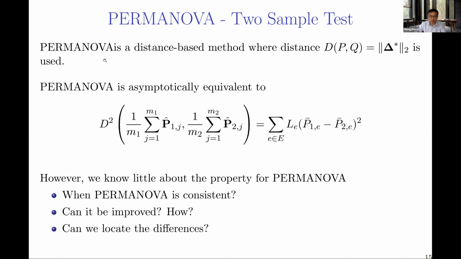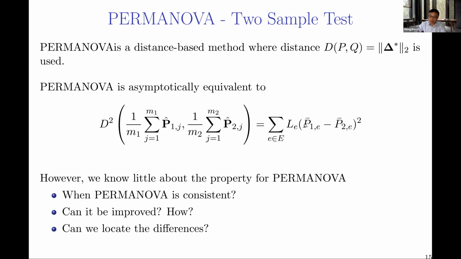In the literature, again, people often perform something called PERMANOVA. It's permutation-based analysis of variance based on distance. So once you specify a pairwise distance, you can compute a PERMANOVA statistic. In fact, PERMANOVA is equivalent to the L2 norm distance of the estimated population mass. So basically you have IID samples in each of the two populations, and you just take an average of the probability mass. This is my P hat. There's a bar. This bar means the average of the first population's probability mass at the subtree below the edge E, minus P2, the average of the probability mass of the second population. This is just equivalent to PERMANOVA.